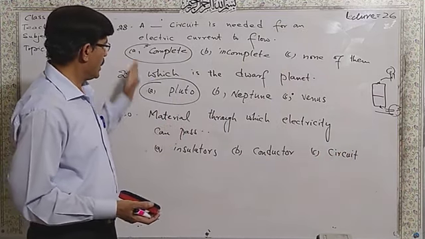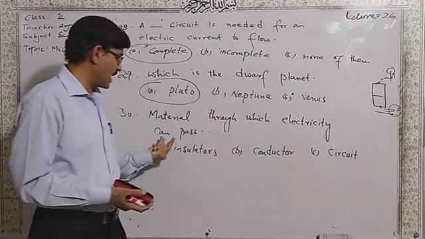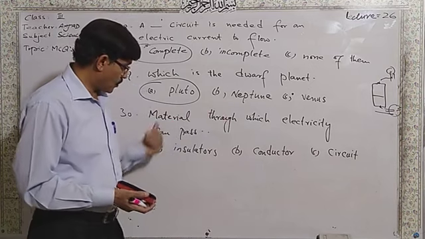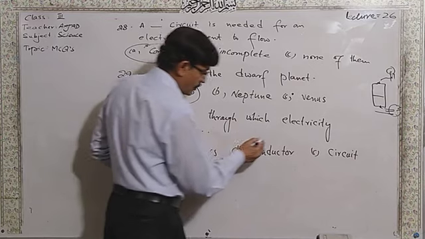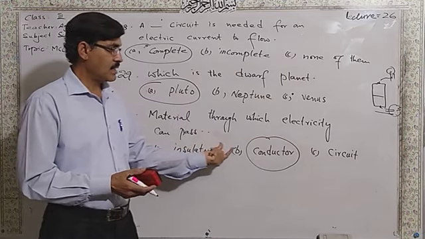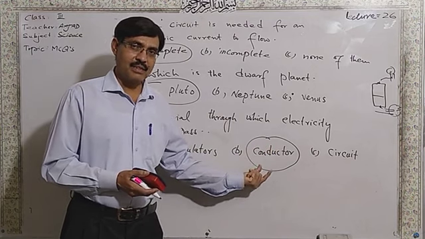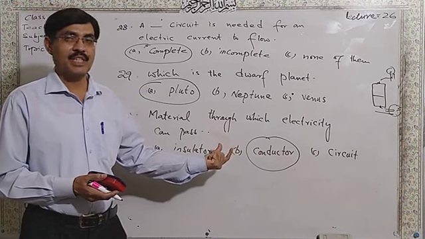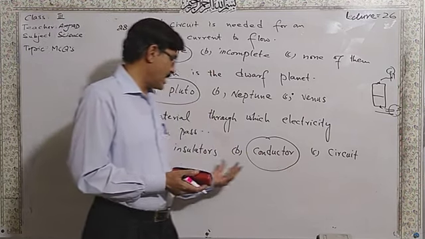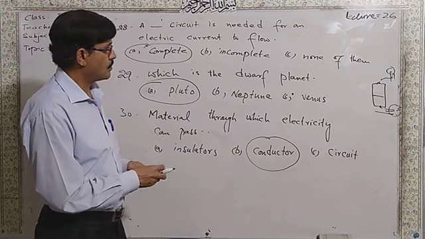Earlier we had this statement, material through which electricity cannot pass is an insulator. The one through which it can pass, like metals, things made of steel or metal, is a good conductor of electricity. That's why conductor is correct.